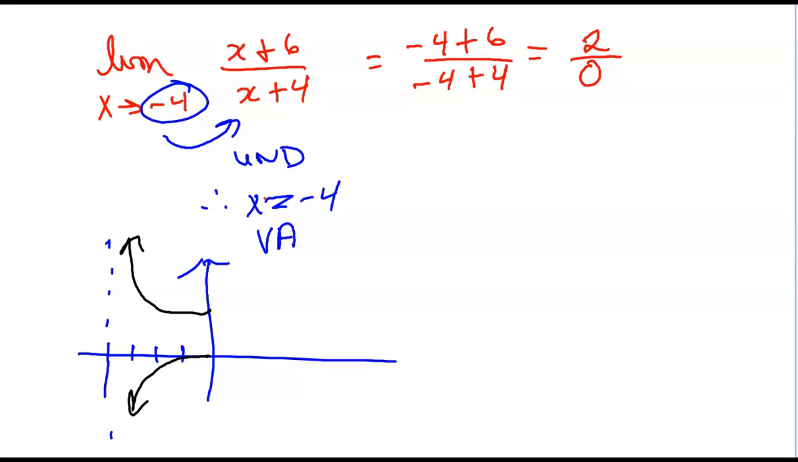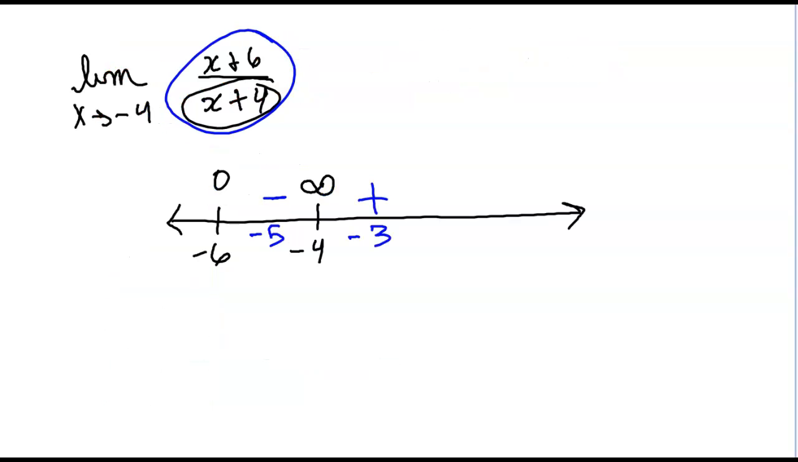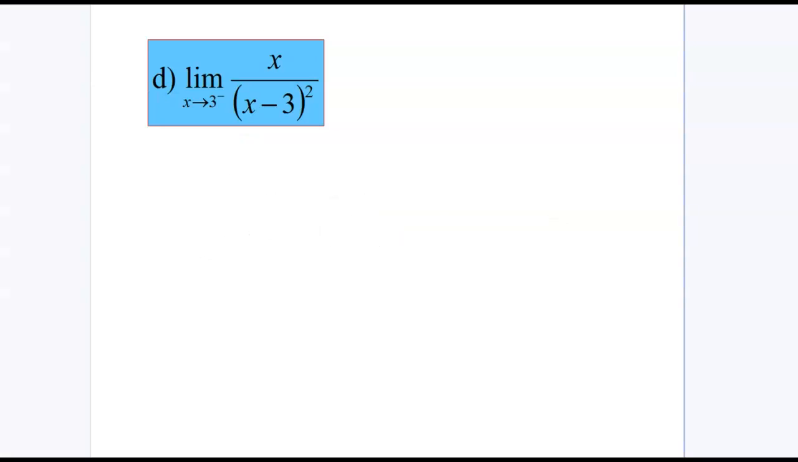So a number line test, or a sign chart as some books refer to it, is sometimes the easiest way to figure out limits at vertical asymptotes.